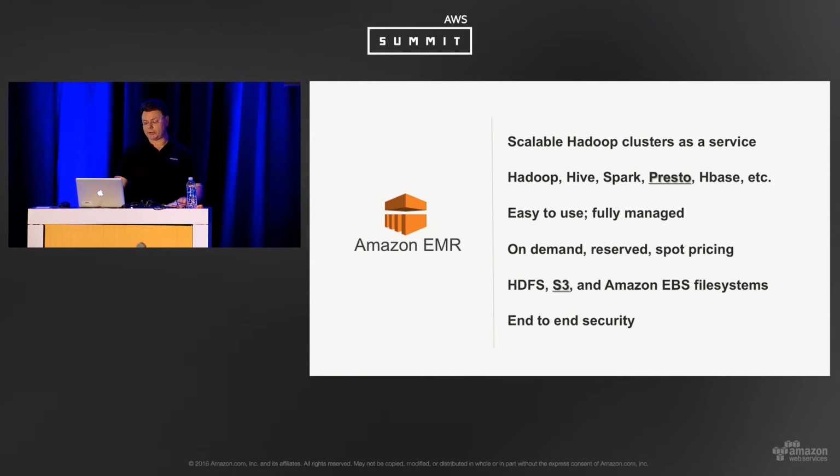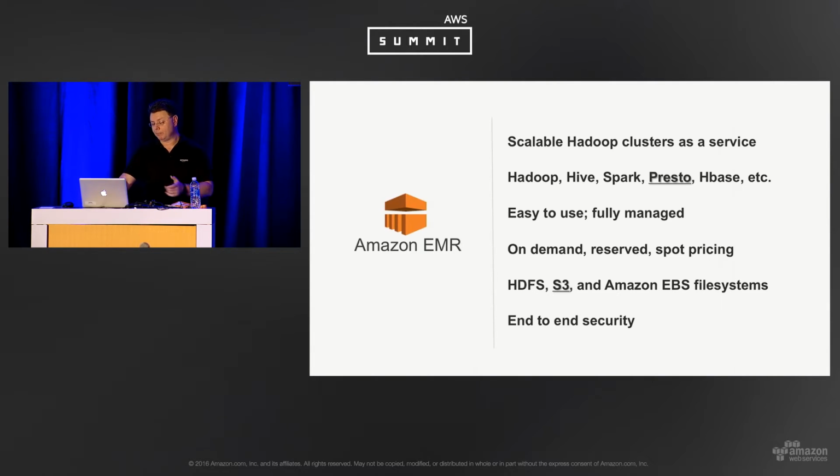There's a variety of persistence or data sources that EMR will work with. Of course, HDFS, the traditional Hadoop data store. Most importantly is S3. But we also now have EBS volumes that you can mount on EMR nodes. And for those workloads that need to be PCI or HIPAA compliant, we have end-to-end security available, everything from encryption of the host disks. Of course, S3, where the data lives, is AES 256 encrypted, both in transit and at rest.